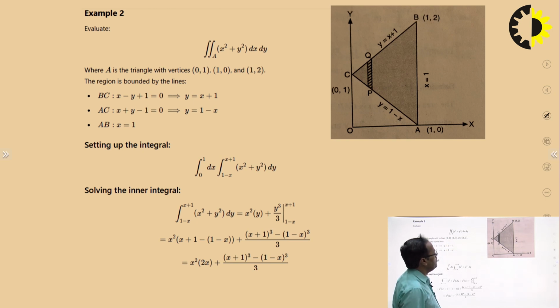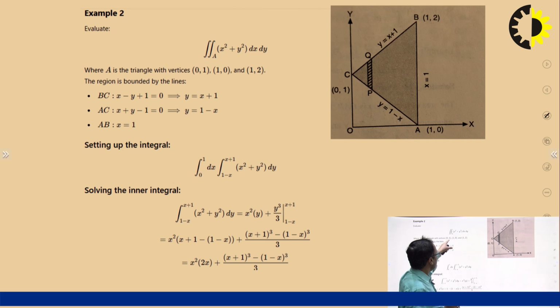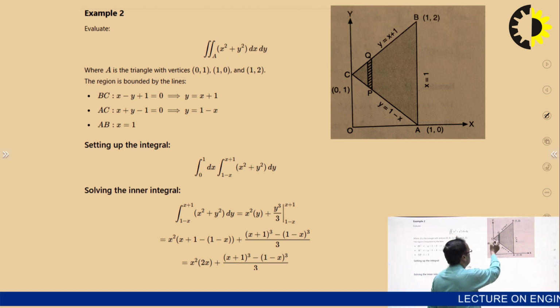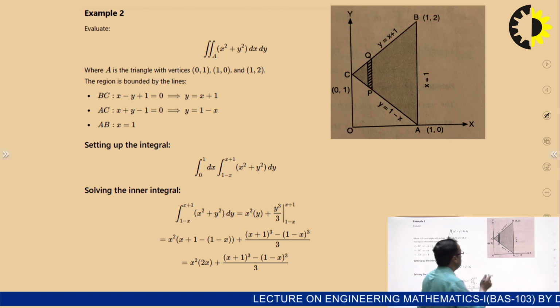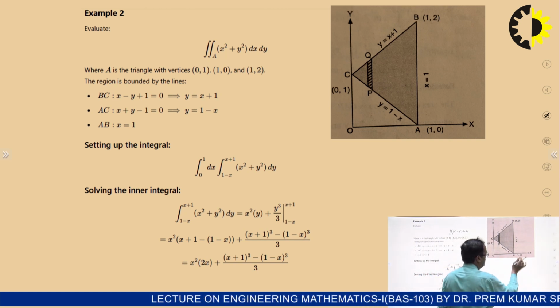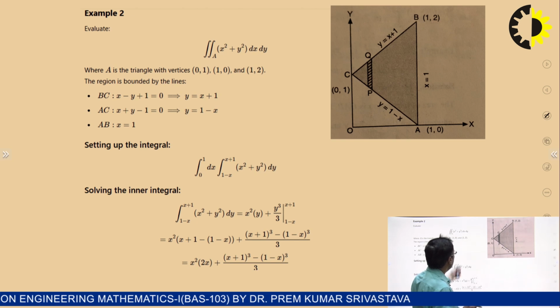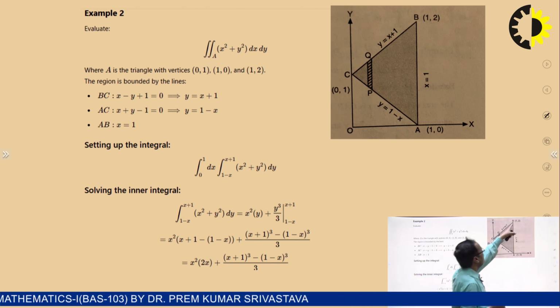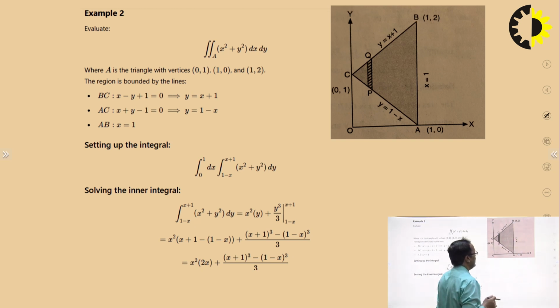So first of all, we make the figure. This is the x-axis, this is the y-axis. The point (0,1) has x coordinate 0 and y coordinate 1; it lies on the y-axis and is denoted by C. The point (1,0) has x coordinate 1 and y coordinate 0; it lies on the x-axis and is denoted by A. The point (1,2) lies in the first quadrant and is denoted by B. The sides are BC, CA, AB.